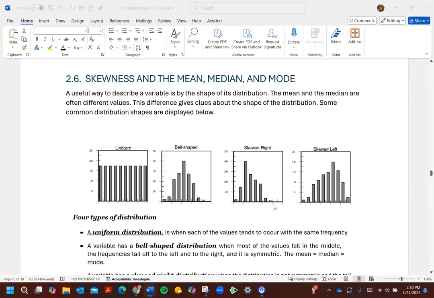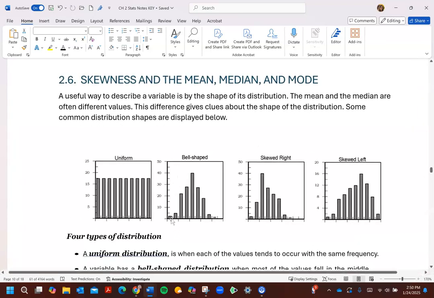And here's some pictures. So if we have data that's just straight across the board, all the same, it's called uniform. If we have it pretty much symmetrical, it's bell-shaped. If we have it higher to the left part and skinnier, it slopes down, smaller on the right, that's skewed right. The opposite of that would be skewed left. So think of it as where the skinny part is where the skew is.